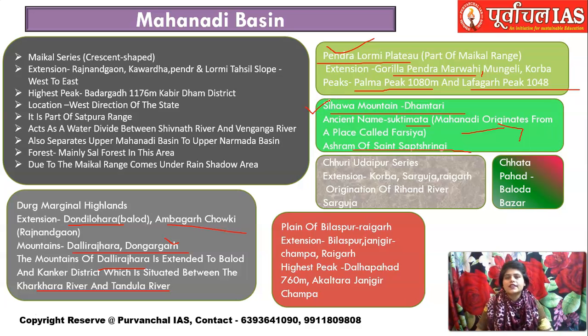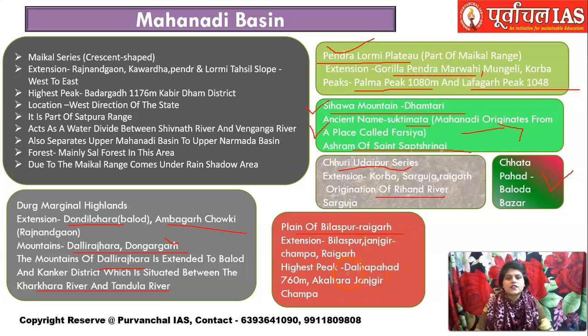And the Sihawa Nagri Jungle Satyagraha also took place, and these are basically important from the historical point of view. I have covered this in the part of history. Then we have the Chure Udaipur series, which is the origin place of the Rehand river. There is a place Mathuranga from where this originates. So this is also a part of the Mahanadi basin. Then this is the plain of Bilaspur and Raigarh.